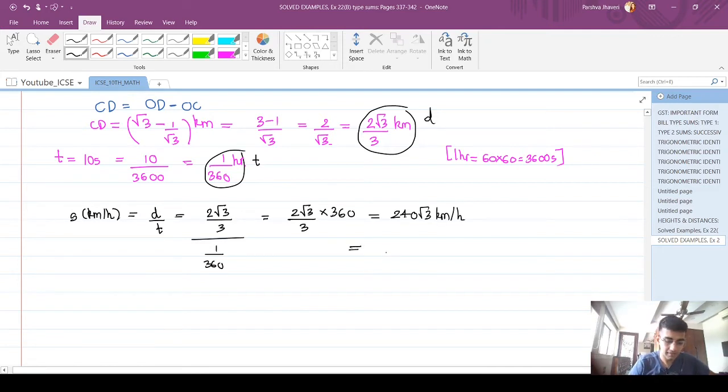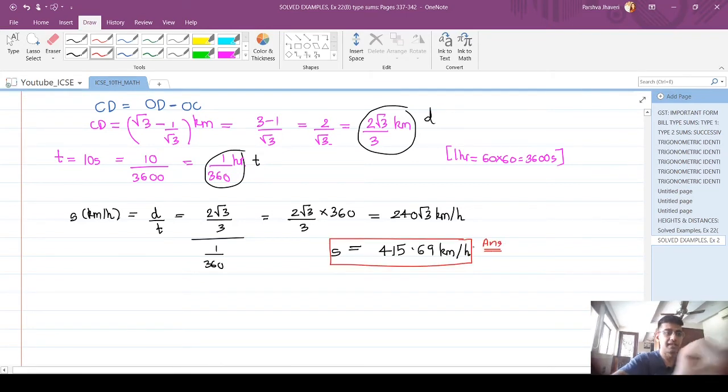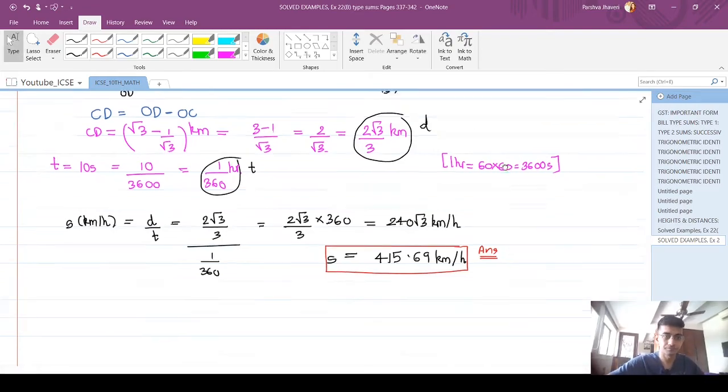Once we calculate this, you get the plane traveling at 415.69 kilometer per hour. This is your final answer. Speed of the aeroplane. Next sum.